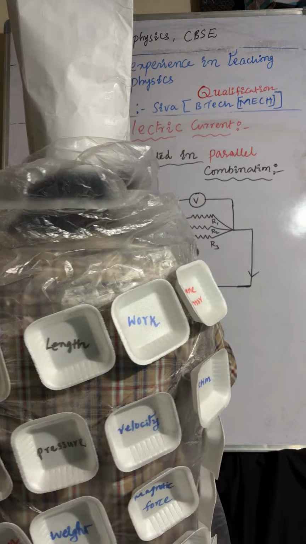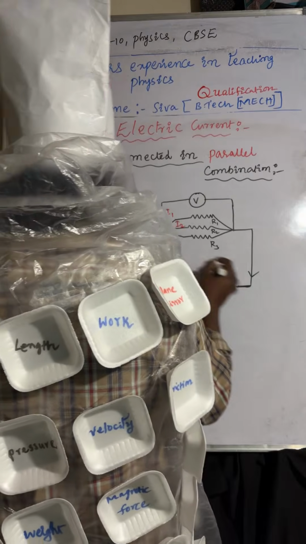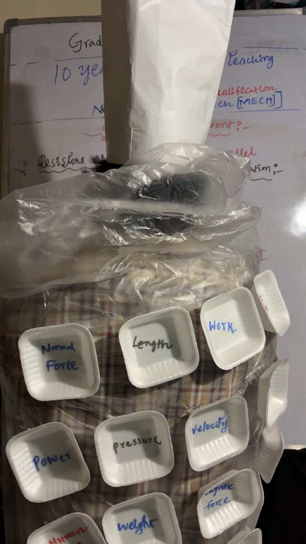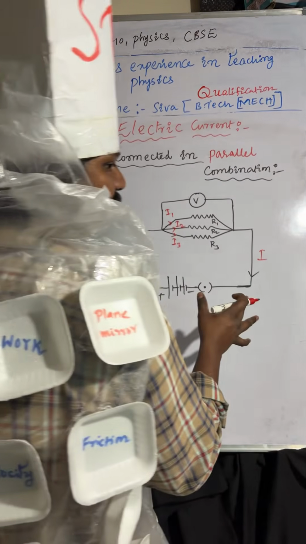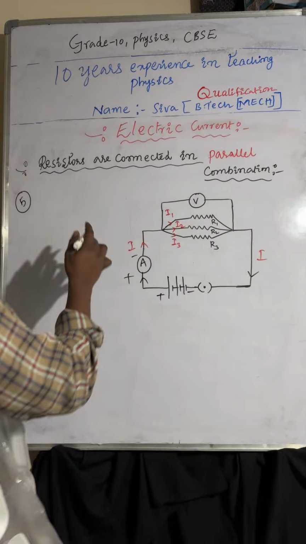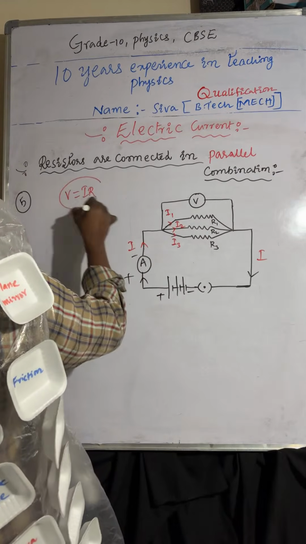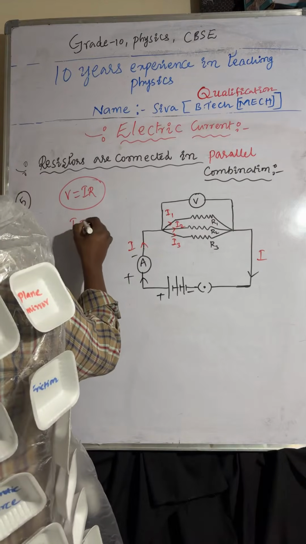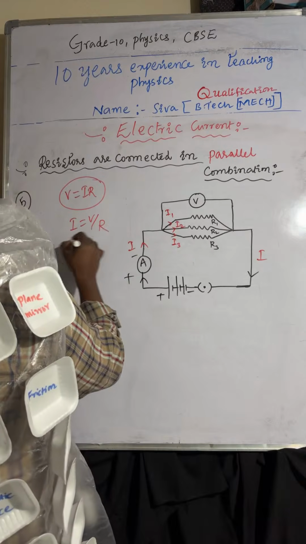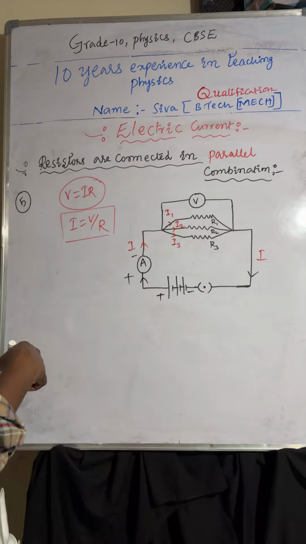So here you can observe current is dividing. Whatever the current is flowing here, that current is dividing into three parts. Understood or not? From Ohm's law, V equal to IR, so I equal to V by R.